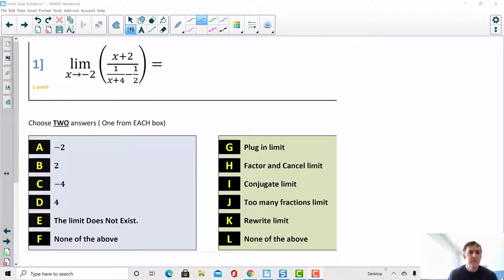Okay, this one's asking, what is the limit as x goes to -2? You can see this is an example where there's too many fractions. So I'm going to choose J as one of my two choices. Now let's try to solve this and see if we can get the answer.